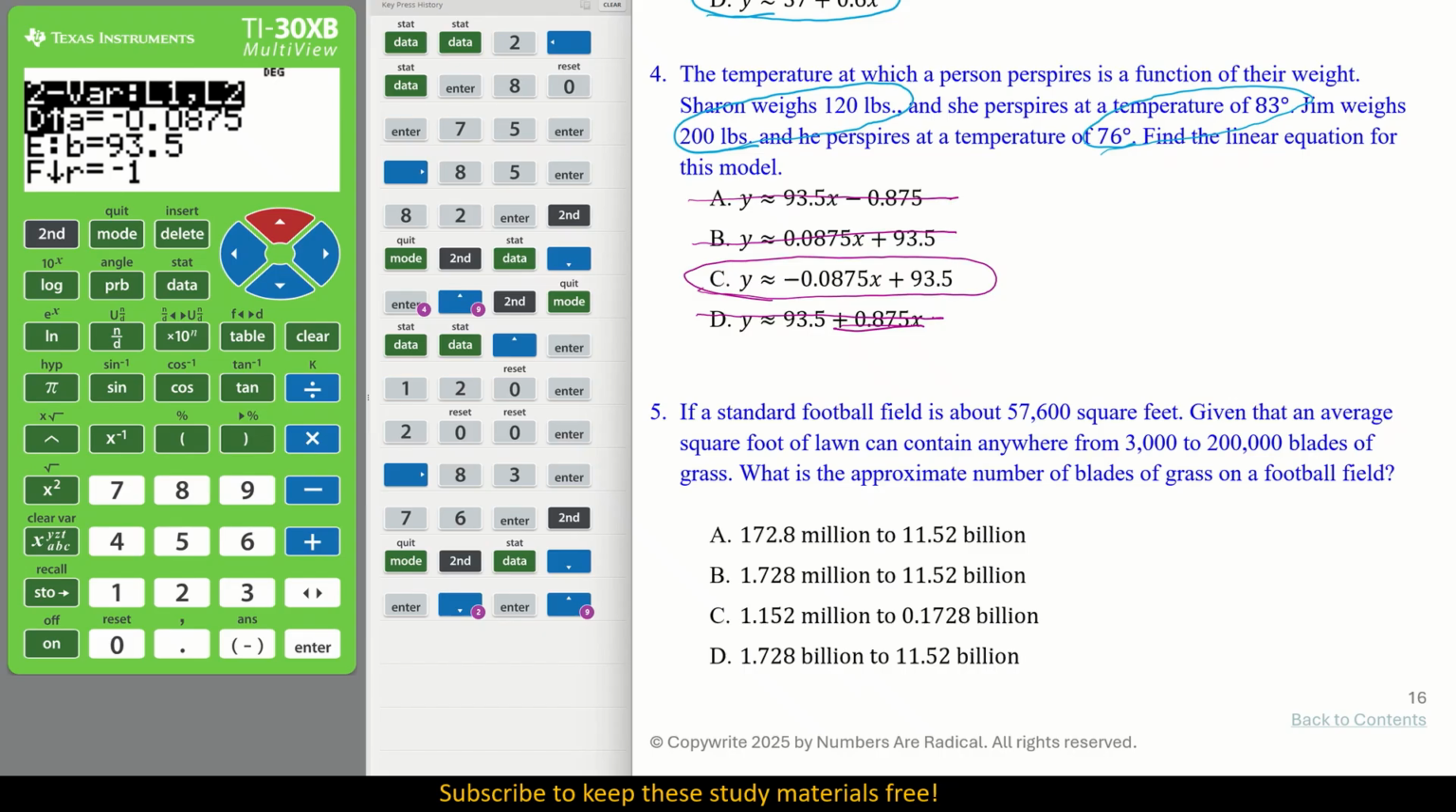Now let's look at number 5. If a standard football field is about 57,600 square feet, given that an average square foot of lawn can contain anywhere from 3,000 to 200,000 blades of grass, what is the approximate number of blades of grass on a football field? Okay, so this is going to be a range.